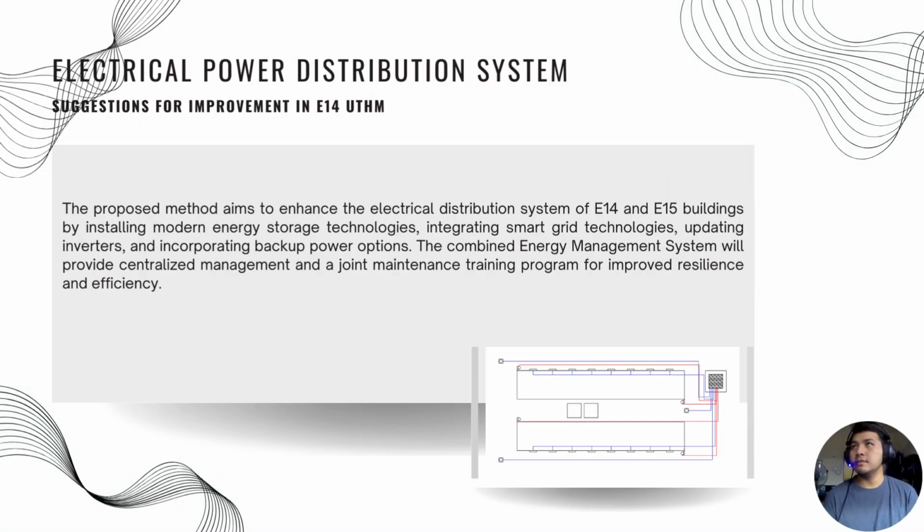For suggestions for improvement in the E14 building, we propose that the E14 and E15 buildings be combined in their electrical distribution system by incorporating modern energy storage technology, integrating smart grid advancement, upgrading the inverter, and adding a backup power option. This comprehensive energy management system aims to provide centralized management and a joint maintenance training program, ultimately improving resilience and efficiency.